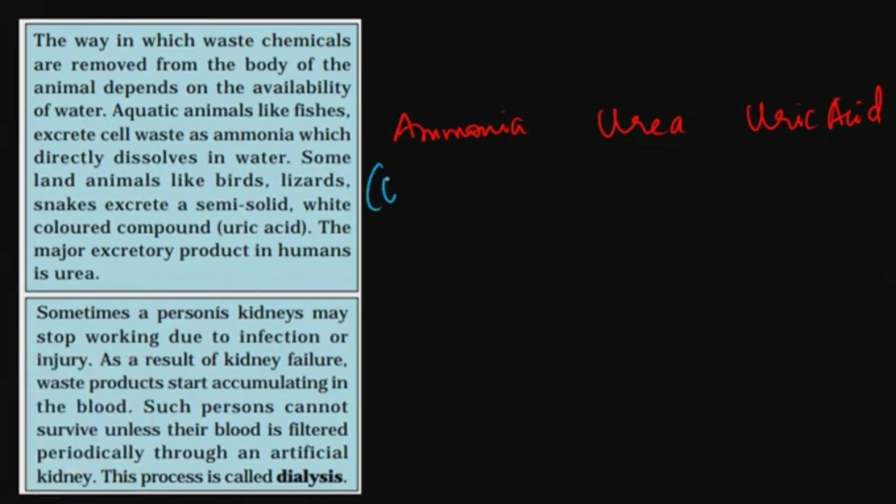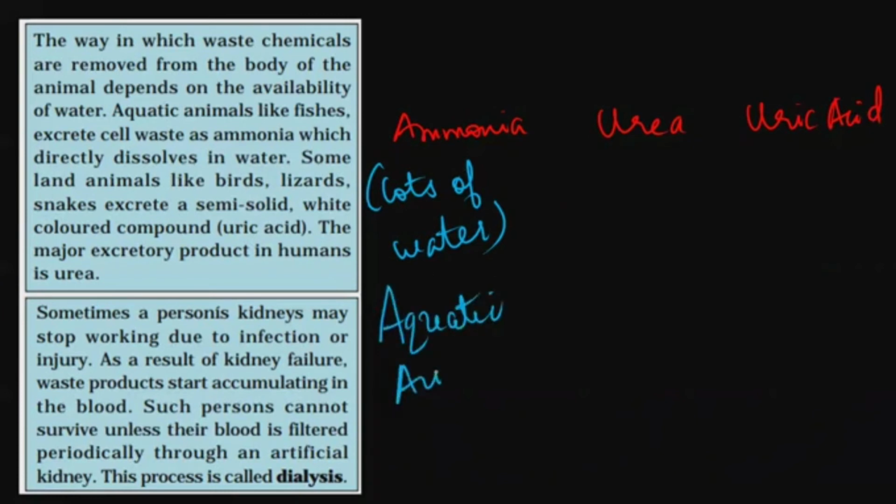Ammonia requires lots of water for excretion. So much water it needs to excrete. So if we excrete ammonia, there will be so much water loss from our body, which is totally not acceptable. We cannot afford to lose so much water. So aquatic animals like fishes excrete waste as ammonia because it directly dissolves in water. They live in water, so they don't have any water loss as such.